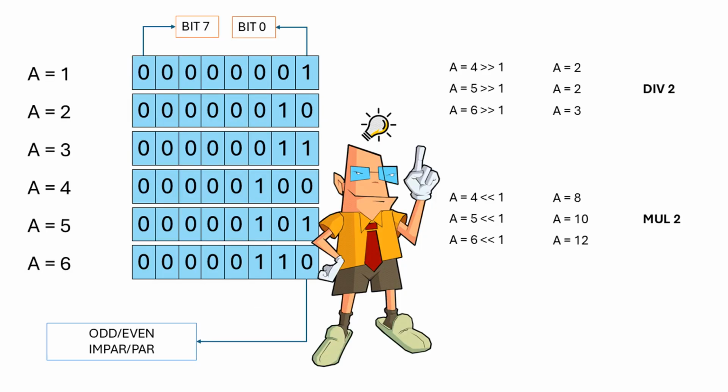Let's proceed to see some curiosities of the bits. If bit 0 equals 1, we can say that the integer is odd, and if it equals 0, then it is even. If we shift an integer 1 bit to the left, we multiply it by 2, whereas if we shift it 1 bit to the right, we divide it by 2.